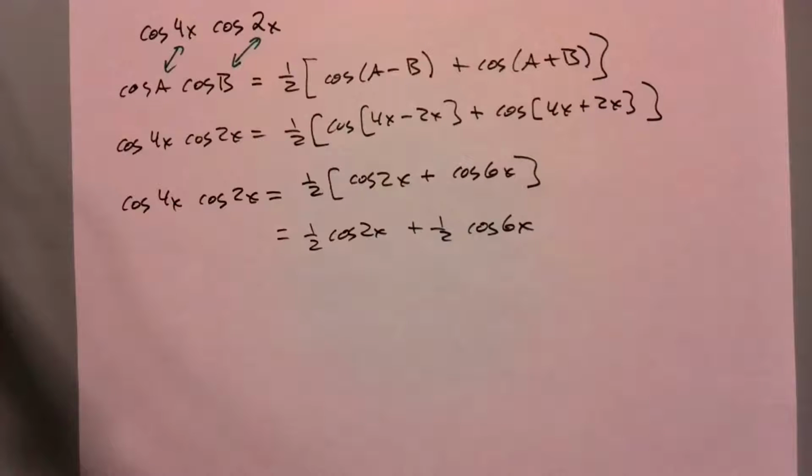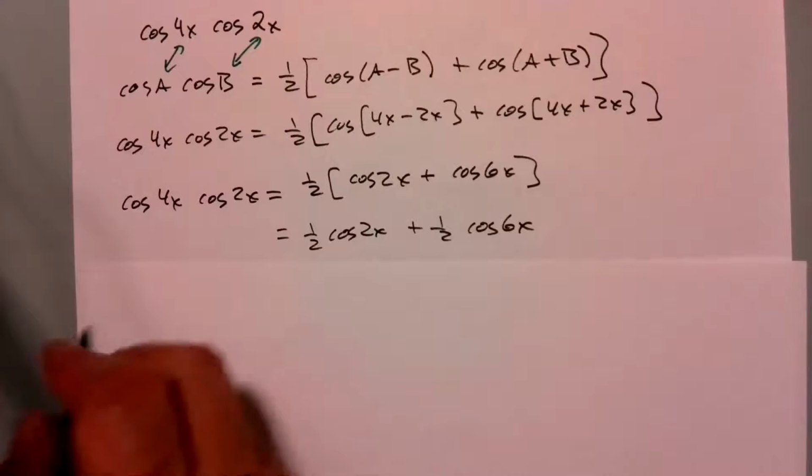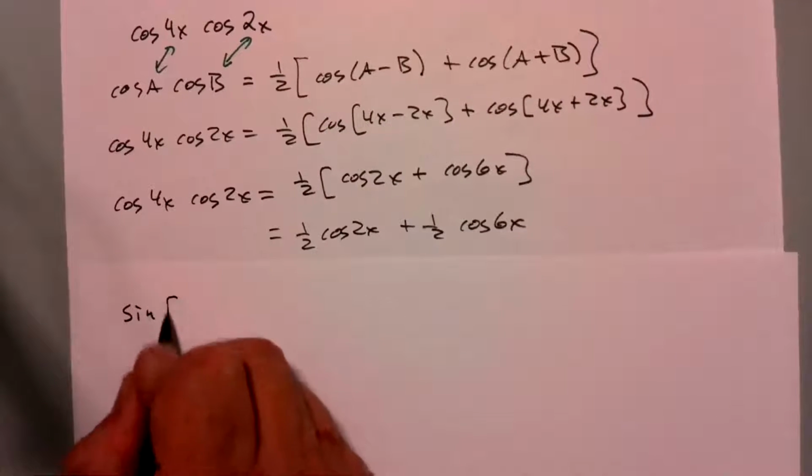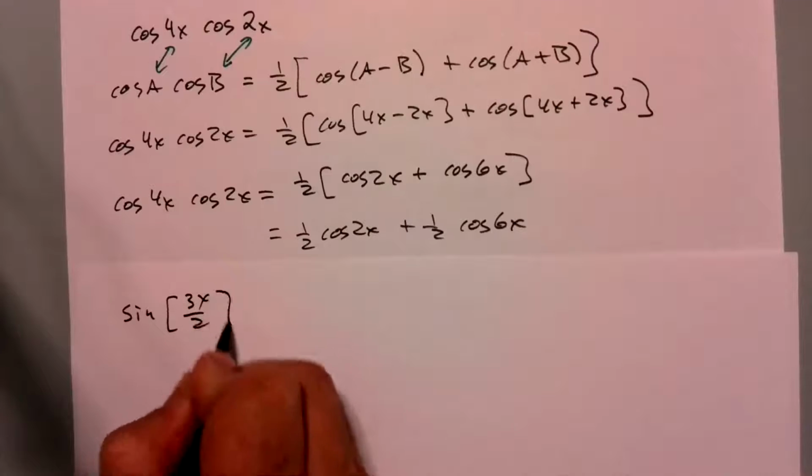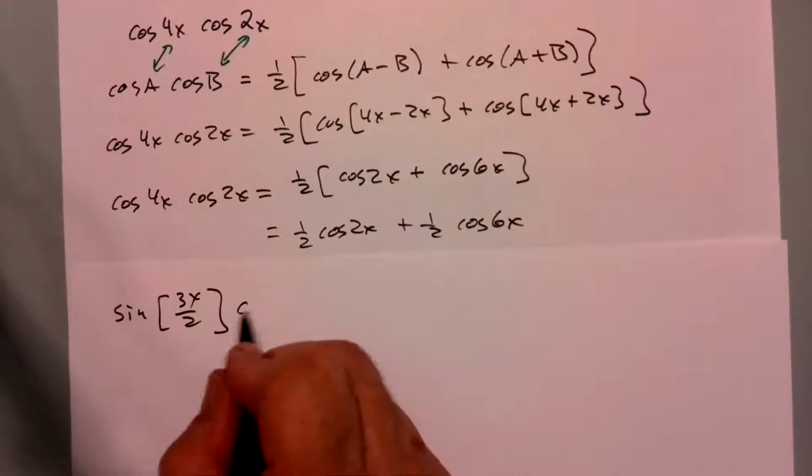The next example is a little bit more challenging. We're going to take a look at sine of 3x over 2, cosine of x over 2.